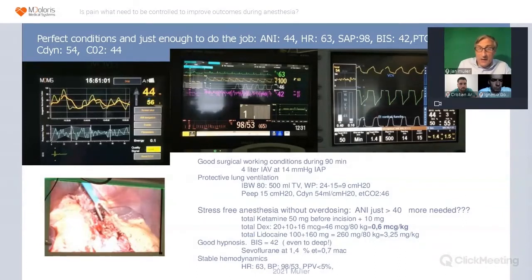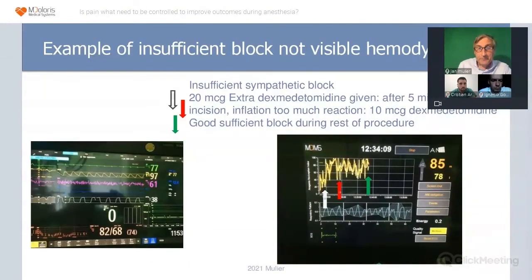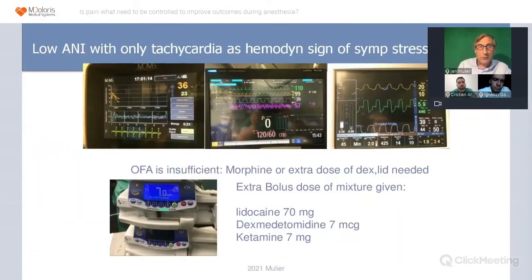So as you can see here, the ANI is not 100%, but we are happy with that because we have given just enough, just sufficiently. We were not able to see that on the hemodynamic reactions. Another example of insufficient block, not visible in the hemodynamics, nice, stable. I would say I will do nothing, but we look here, we are still too low. We added another 20 microgram and 5 minutes later another 10 micrograms before being just high enough here, around 70, 80. That's fine, and that's enough. We don't need to go to the 100%.